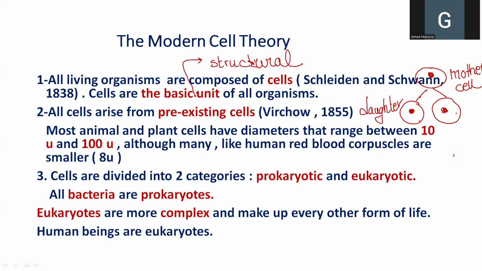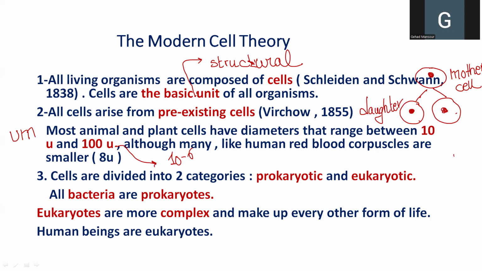Okay? And most animal cells and plant cells have a diameter that ranges between 10 microns and 100 microns. Of course, you all know that a micron is 10 to the power minus 6 of a meter. So a micron is a micrometer, and a micrometer is 10 to the power minus 6 of a meter.